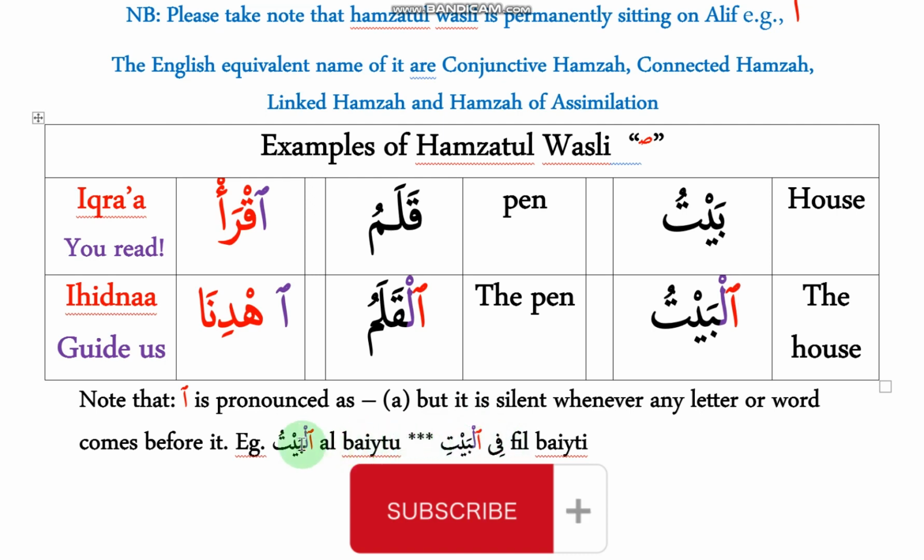Please take note. Let me give an example here. Here we have al-bayt, and we pronounce this Hamzah as a. Fine. And here we have fi, then we have al-bayt. Instead of saying fi al-bayt, we won't pronounce that. We will assimilate this Hamzah. We will now say fil bayt. As time goes on, you will get it. Inshallah, by the time we talk about Hamzah al-Wasli in another lesson, we'll still talk about it. So you will get it very well.